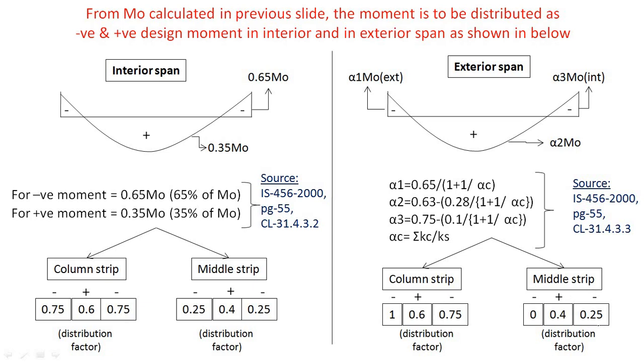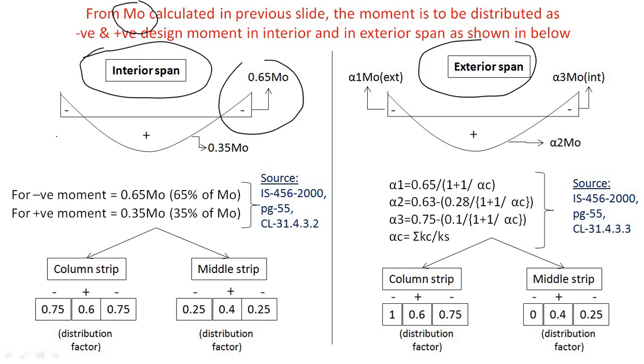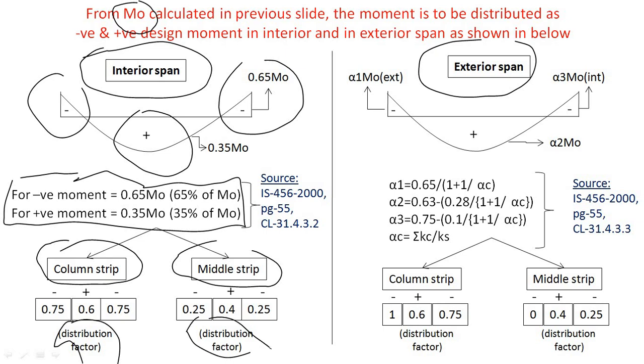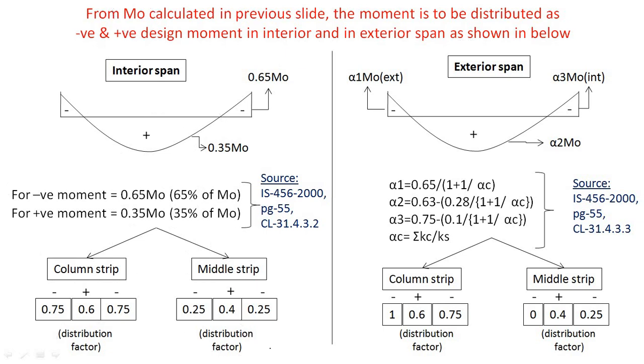Here we have seen in this slide that the total moment should be distributed in the interior span as well as exterior span, in the form of negative moment and positive moment. This negative moment and positive moment value is found by using this formula and distribution factor, and these negative and positive moments are to be distributed in the column strip as well as middle strip by using these distribution factors. Hope this is clear.